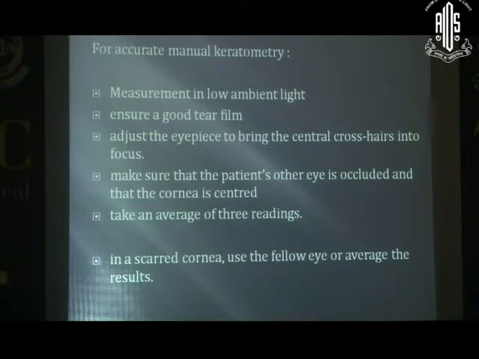So for accurate manual keratometry, you need to measure in low ambient light. You ensure a really good tear film. If you find that the anterior ocular surface is disturbed, you can use an artificial tear and then take the reading. You adjust your eyepiece to bring the central crosshair in focus so that the error from the examiner side is negated. Make sure that the patient's other eye is occluded so that he is fixing centrally. Take the average of at least 3 readings, and in a scarred cornea, you need to take the average of the fellow eye if it's not possible.